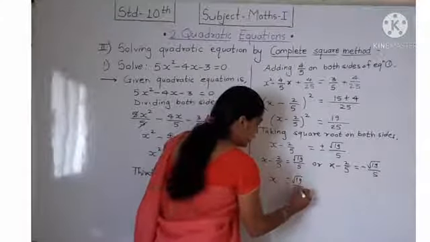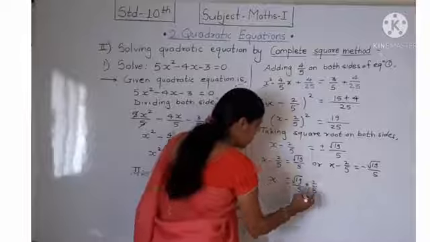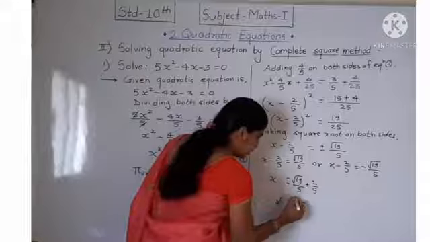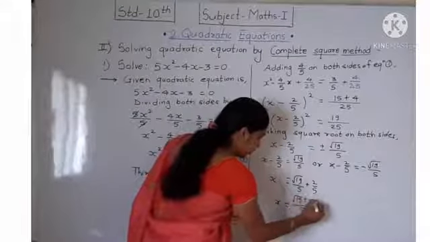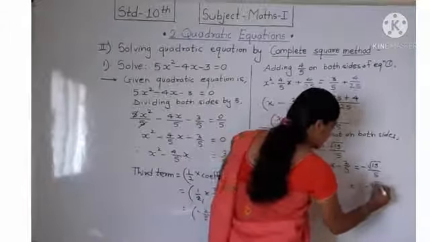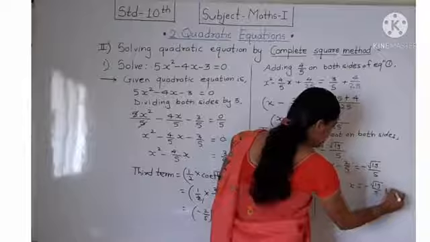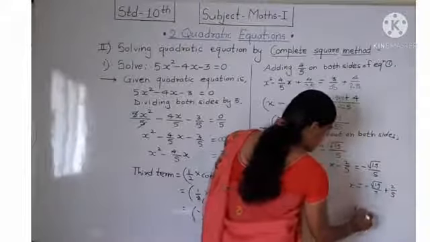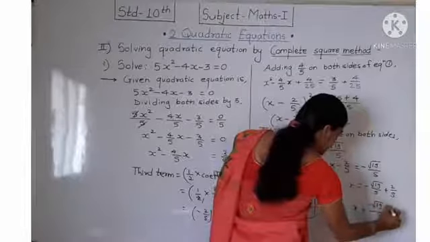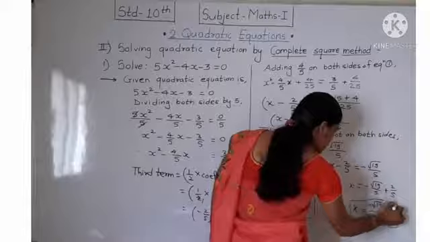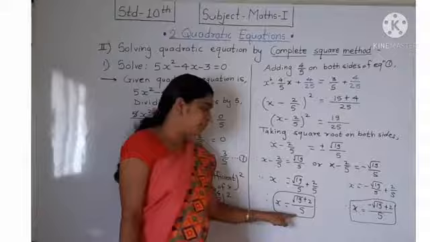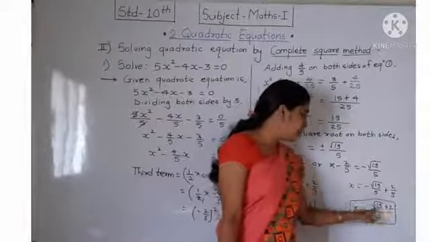Root 19/5 plus 2/5. Therefore, x is equal to, 5 is common at the denominator, root 19 plus 2. Or here x is equal to minus root 19 upon 5 plus 2 upon 5. Therefore, x is equal to minus root 19 plus 2. You may write this as x is equal to 2 plus root 19 upon 5, and this as 2 minus root 19 upon 5.